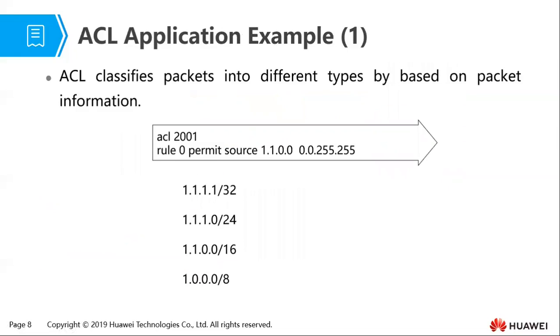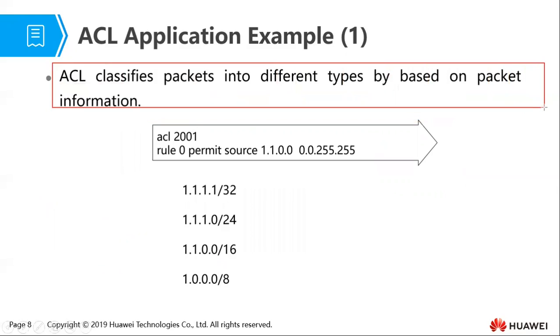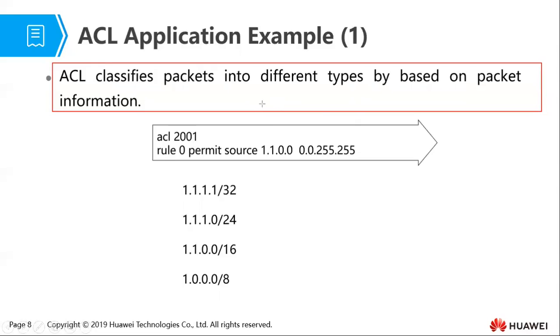So access control lists are normally used. Access control lists classify packets into different types based on the packet information. As we know so far, ACLs are simply used to identify traffic flow based on a number of parameters, depending on the type of ACL.